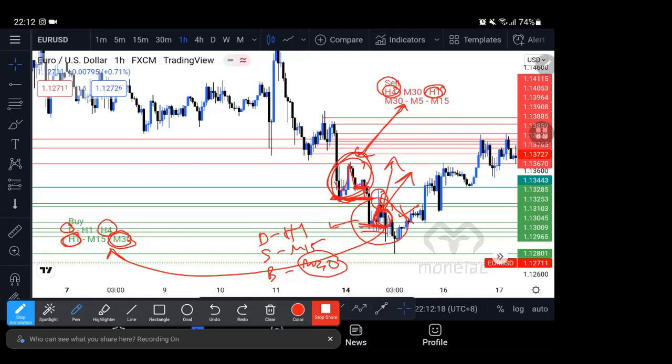So tak kisah mana-mana time frame, kita kena follow the latest breakout yang terdekat dengan CMT lah. Kita pantau lah, betul lah, sir? Kita pantau. Sebab market dia akan bergerak dari time frame yang kecil ke time frame yang besar.